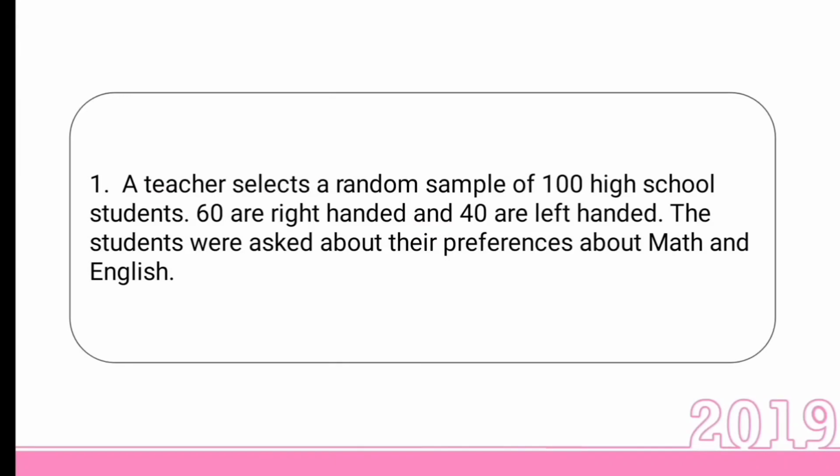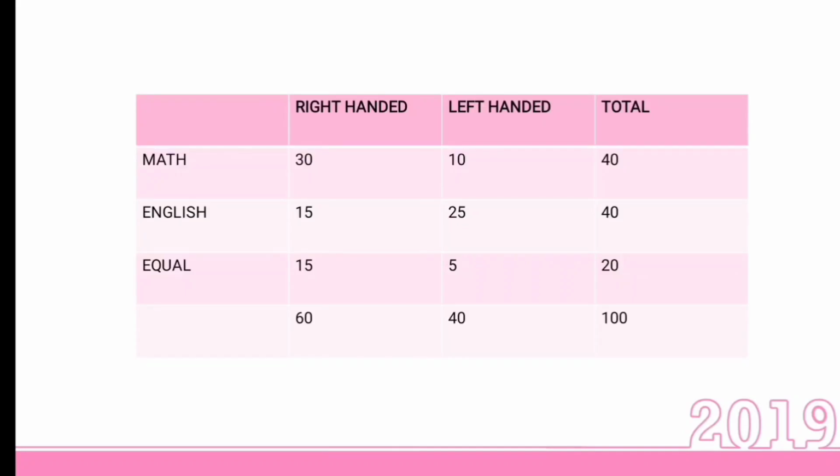The first problem is, a teacher selects a random sample of 100 high school students. 60 are right-handed and 40 are left-handed. The students were asked about their preferences about math and English. So this is the table for the first example. The total number of participants is 100. 40 students are left-handed and 60 students are right-handed. 30 of them love math, 15 love English, and 15 view them equally.